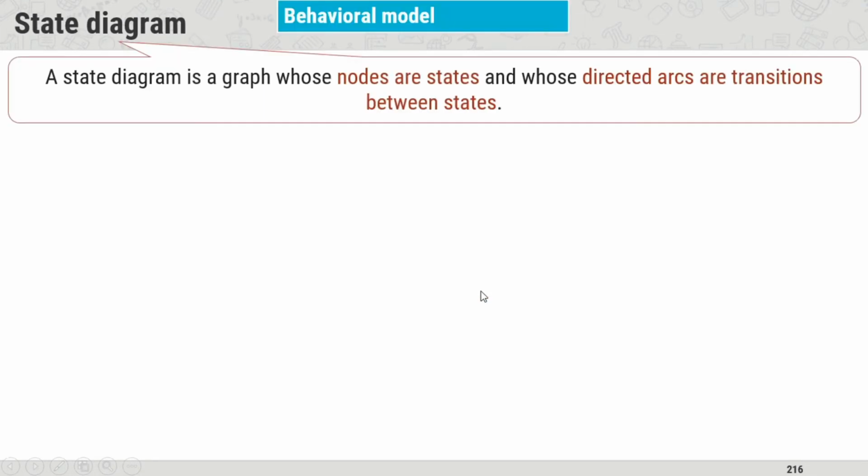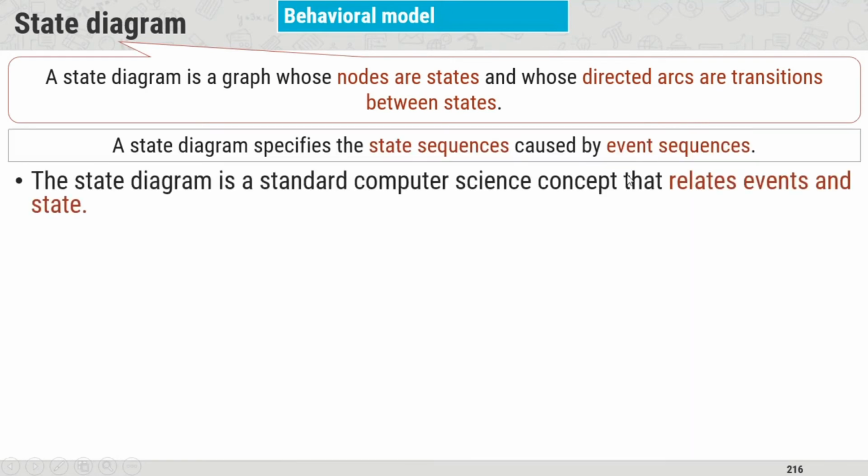Now the next thing is how we will represent the behavior of our system. For that we use different kinds of diagrams. Your first diagram is the state diagram. It is a graph whose nodes are states and whose directed arcs are the transitions between the states. A state describes a specific state sequence caused by an event. Suppose you are performing something and events are happening; to denote the transition between any events, we use this state diagram.